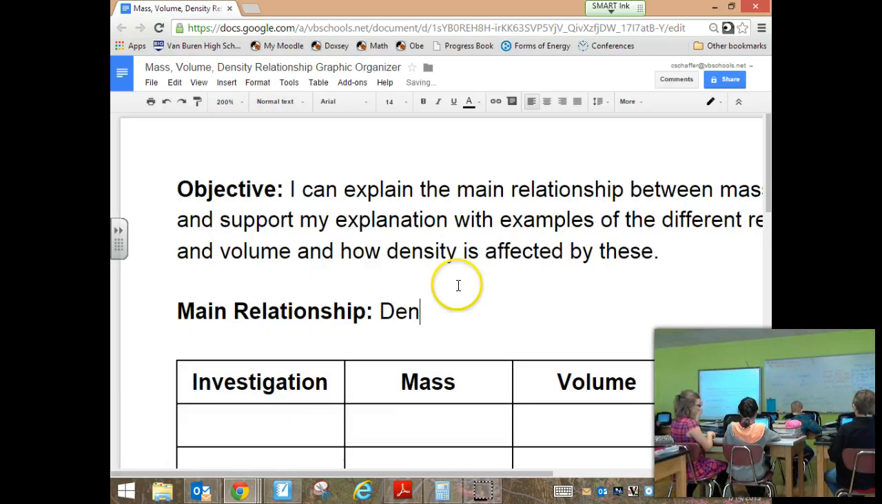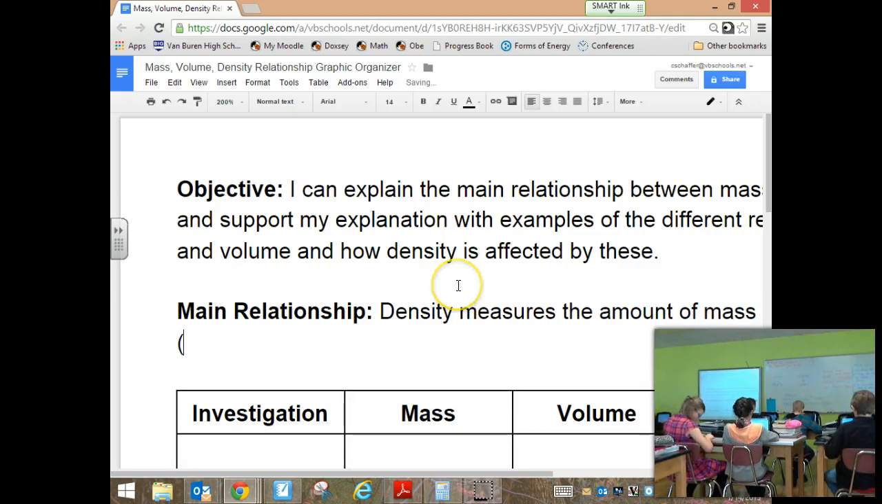Density measures the amount of mass, or we can think of it as matter, in a certain volume or space.